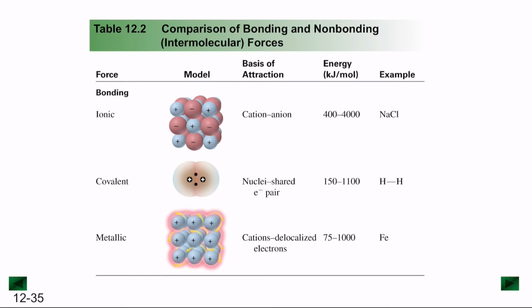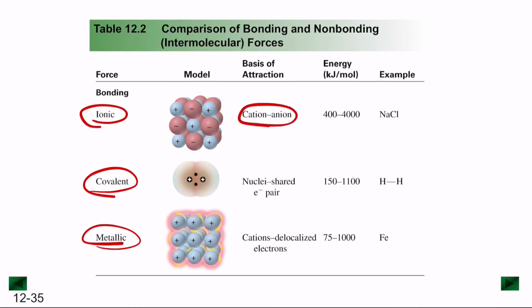Now let's try to compare bonding and non-bonding forces. First we'll talk about bonding forces. There are three types: ionic, covalent, and metallic bonding. In ionic bonding, the forces are generally between negatively and positively charged ions. The basis of attraction here is the cation-anion attraction, and this has the highest amount of energy, ranging from 400 to 4,000 kilojoules per mole. An example of this is NaCl, sodium chloride.